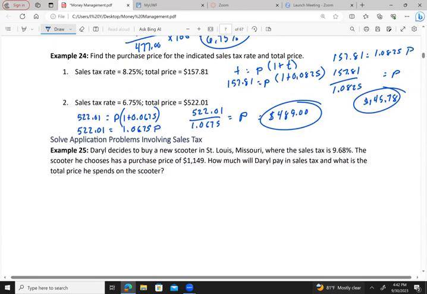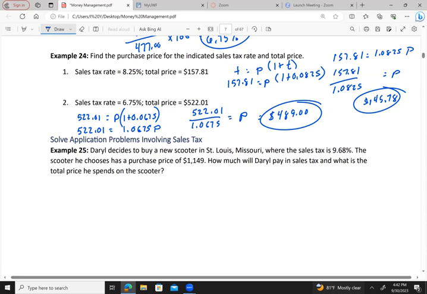Okay, so now let's look at an application of this. Darrell decides to buy a new scooter in St. Louis, Missouri, where the sales tax is 9.68%. The scooter he chooses has a purchase price of $1,149. How much will Darrell pay in sales tax, and what is the total price he spends?